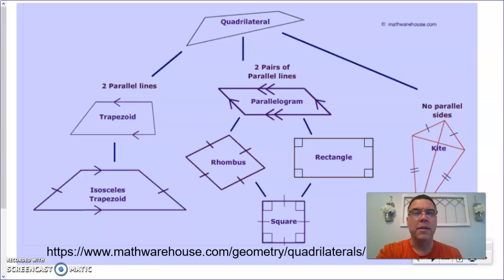Hello. All right. We got another lesson today on quadrilaterals. Today we're going to be focusing on rhombuses, rectangles, and squares.